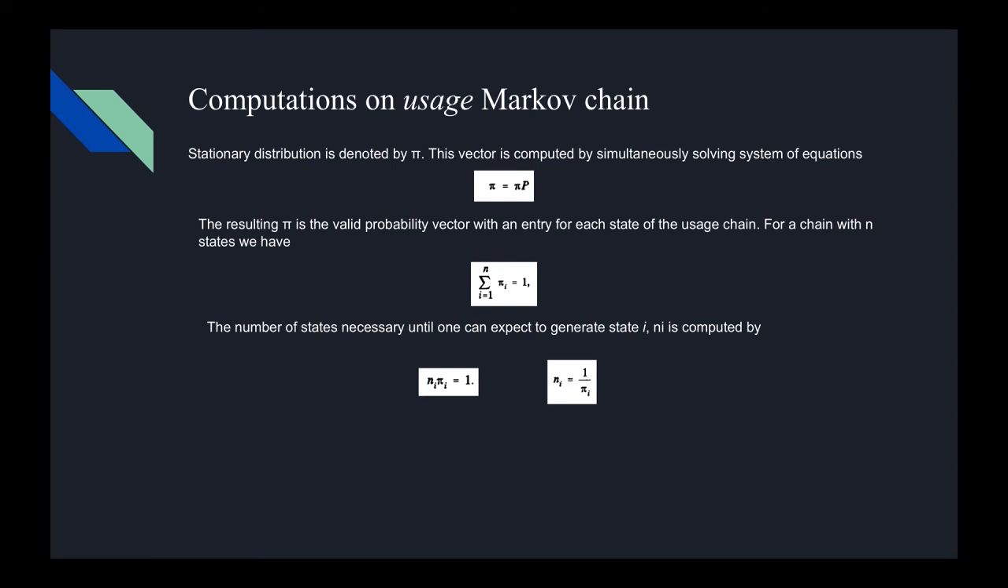The stationary distribution is denoted by pi. The vector is computed by simultaneously solving the system of equations given below. The resulting pi is a valid probability vector with an entry for each state of the usage chain. For a chain with n states, we have the following formula. The number of states necessary until one can expect to generate state i is computed by the following two equations.